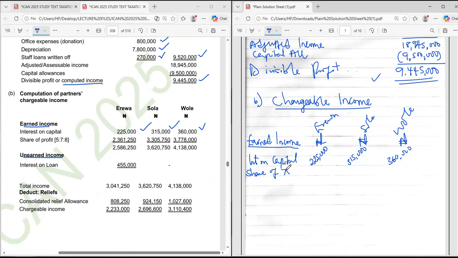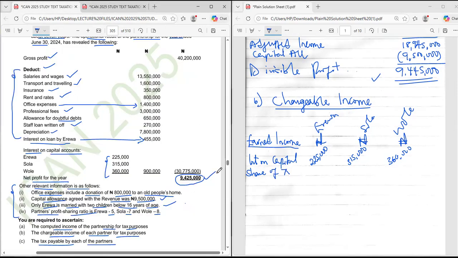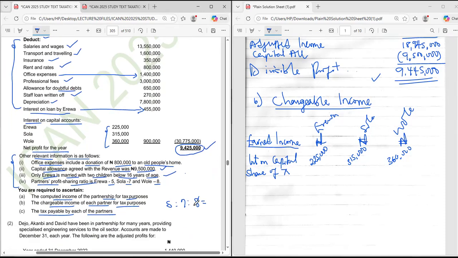Share of profits. So how do we share? You know, the ratio is 5:7:8. So I share using 5:7:8. So help me add up everything. What do you have? 5, 7, 8. Yes. 20. Are you sure? 20. So what you're going to do for me is that for Erewa, you say 5 divided by 20 times 9,554.